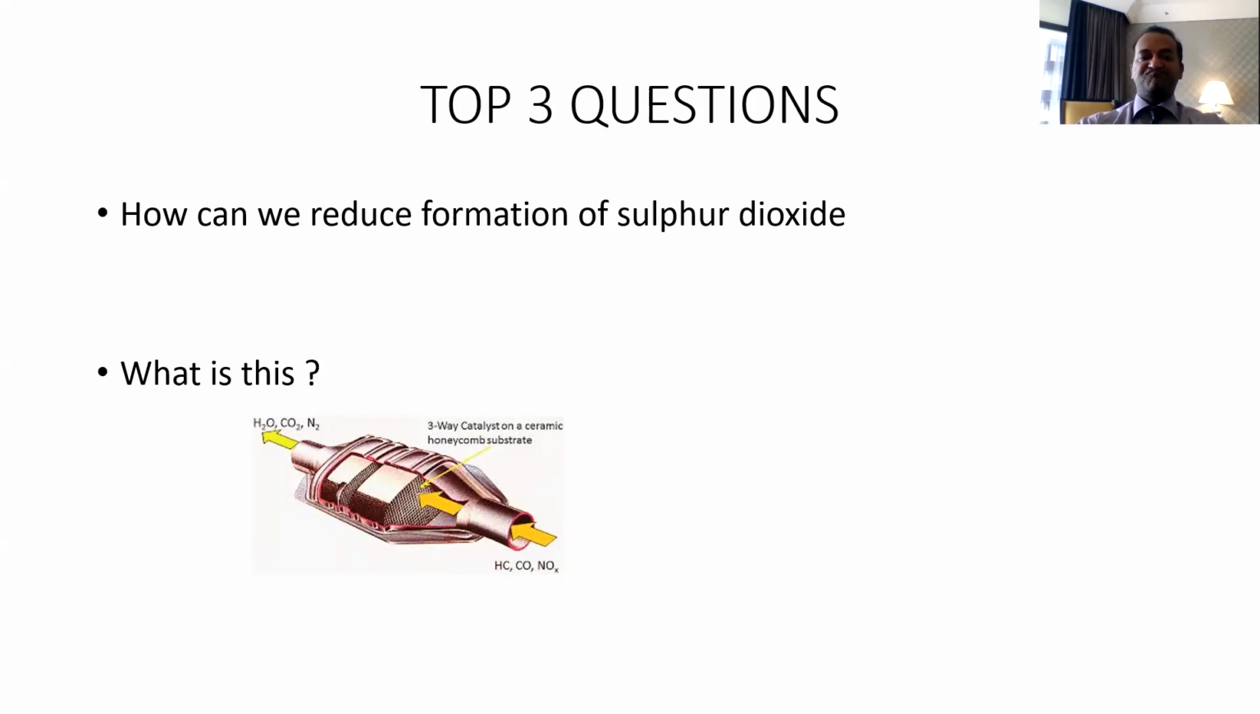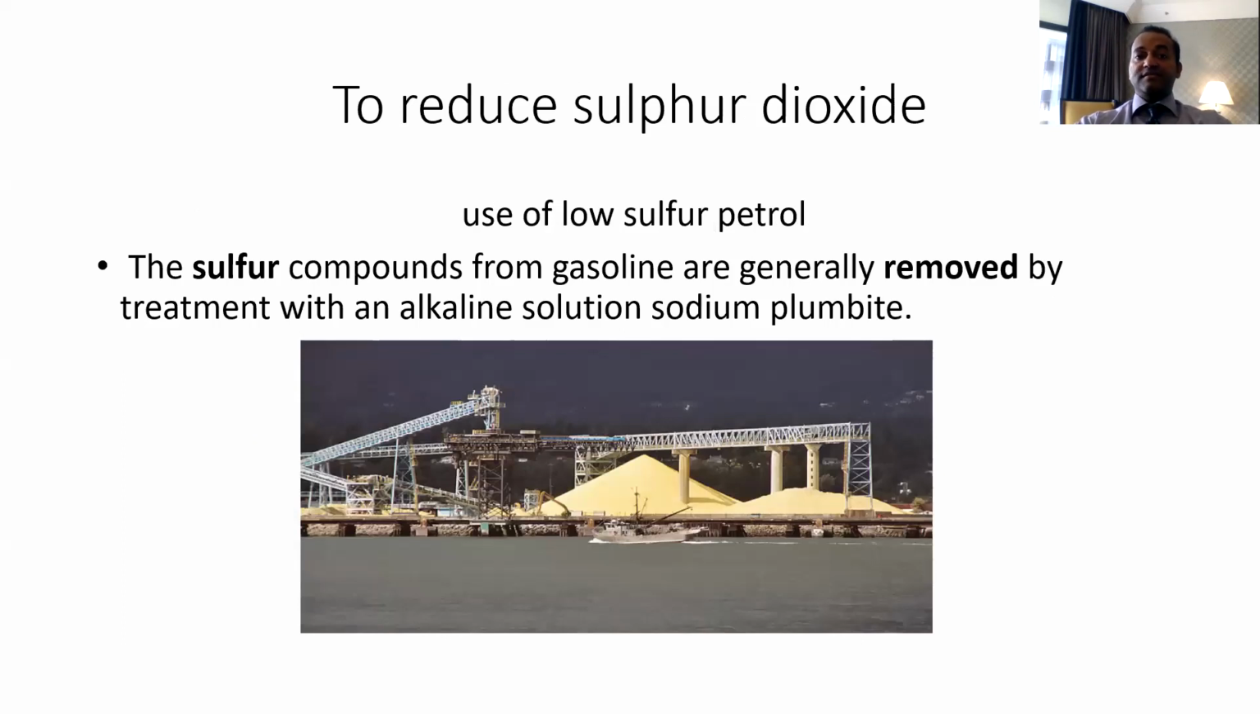Now, guys, to reduce sulfur dioxide, we use low sulfur petrol. In the petroleum industry, the sulfur is removed from the gasoline by treatment with an alkaline solution like sodium plumbite. You can see here, the petroleum industry produces a lot of sulfur as a byproduct. So this is one of the ways that we can get sulfur.